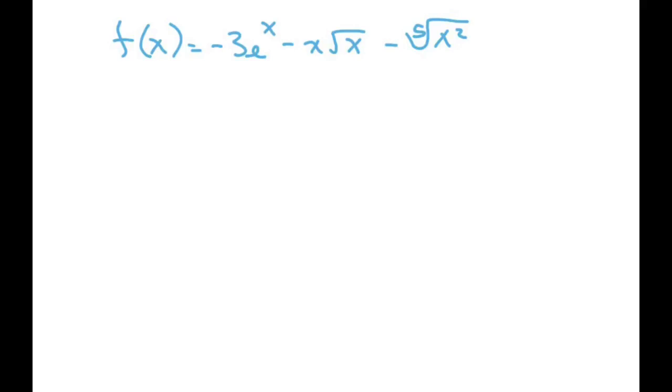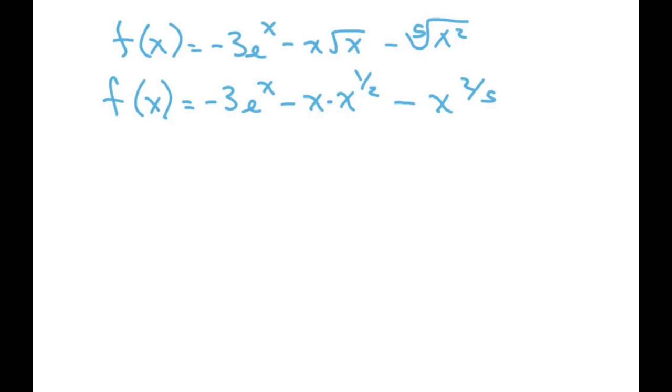Okay, and the last one, I'm going to rewrite this first. Now, this one is really like x times x to the 1/2. This is minus x to the 2/5. So I rewrite this again. This right here, when you add those, this is like 2/2. So this is really x to the 3/2. Would be 2/2.